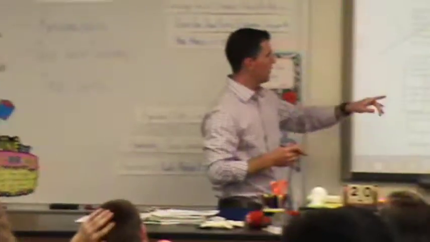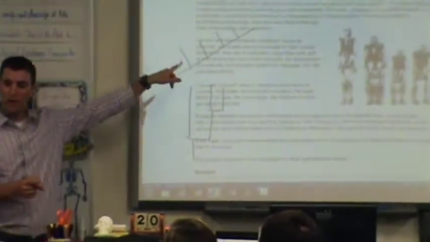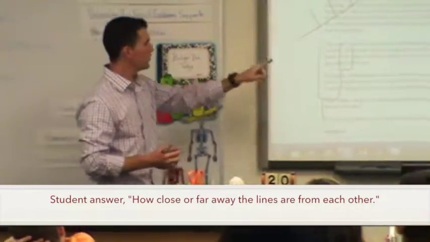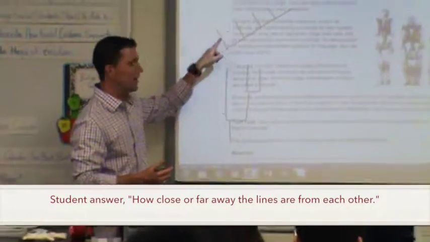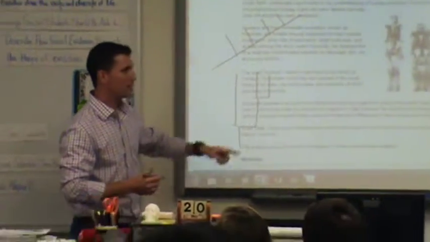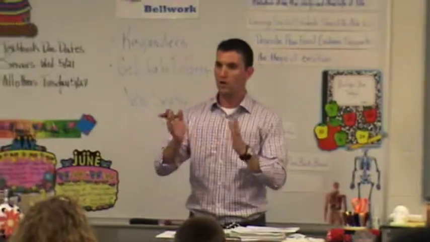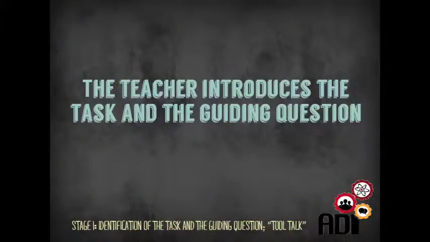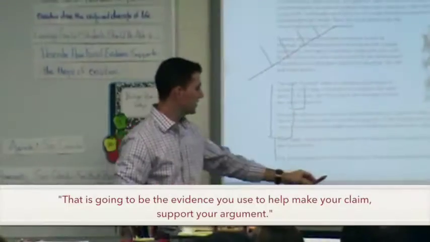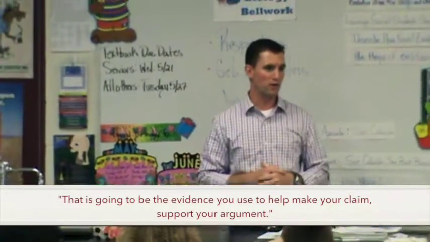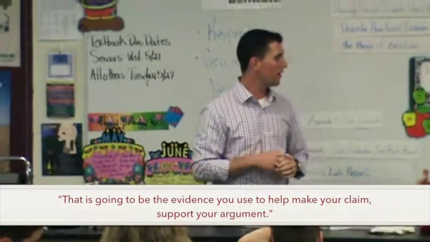Okay. So in terms of the cladogram and just its structure, how did you know how close or how far away? How close these lines are to each other. So it's a similar kind of thing when it comes to the phylogenetic tree, based on the way that it's branching and which ones are getting clustered together. That's going to be the evidence that you use to help make your claim, to make your argument, how closely these hominids are related.